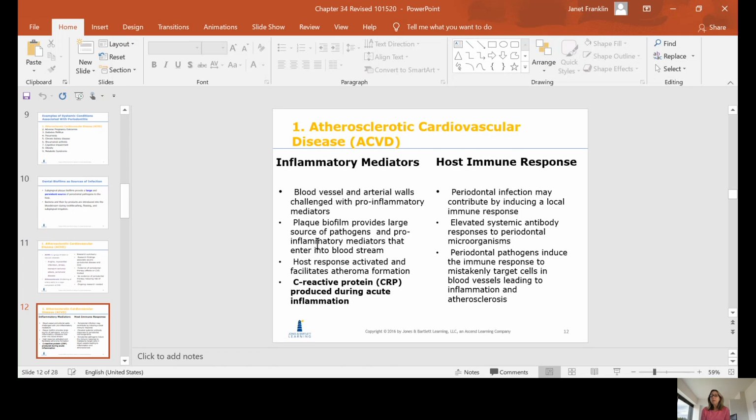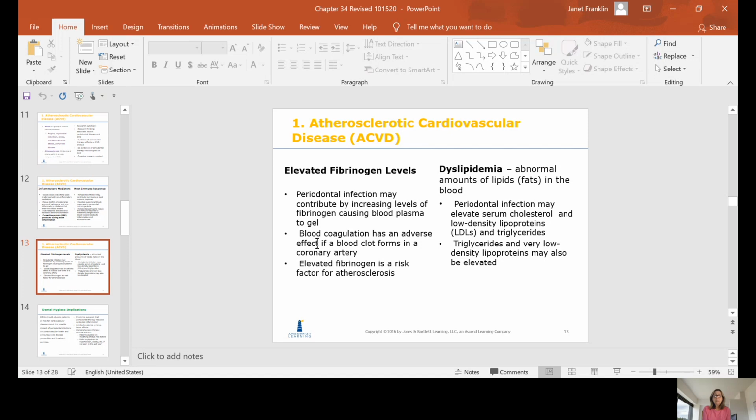Periodontal infection may contribute by inducing a local immune response and elevated systemic antibody responses. So your periodontal infections can cause a host immune response within the vessels. And this just explains a little bit more about how periodontal disease affects this. The periodontal infection contributes by increasing levels of fibrinogen, causing blood plasma to gel. So in other words, it can cause clotting.